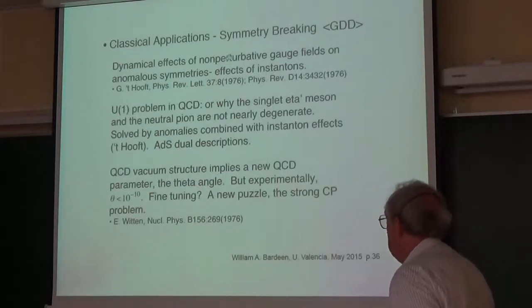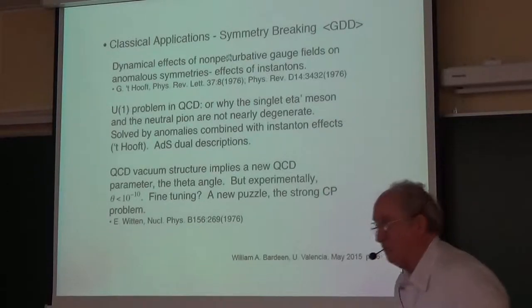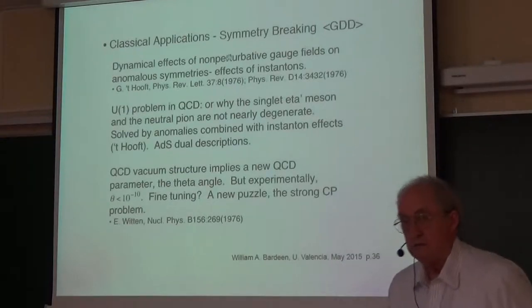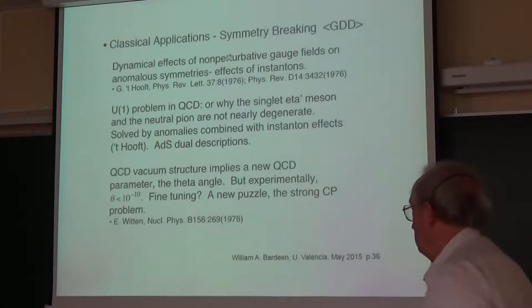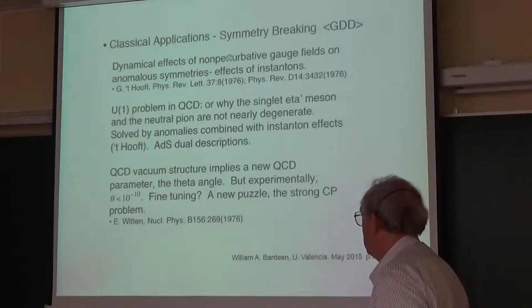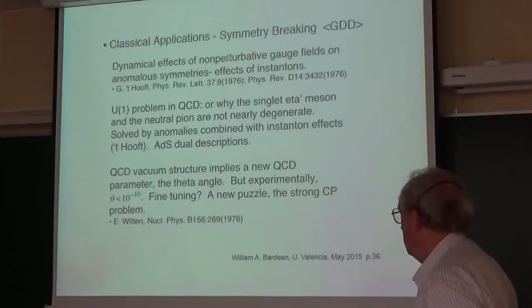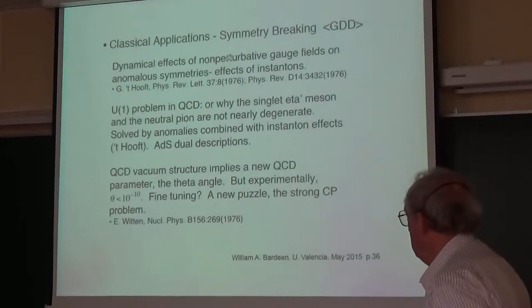So QCD has a U(1) problem, but it's solved by 't Hooft's calculation showing that the U(1) chiral symmetry is actually anomalous. The octet currents are not anomalous, and therefore the singlet pseudoscalar meson is not a Goldstone boson. And it solves the immediate problem.